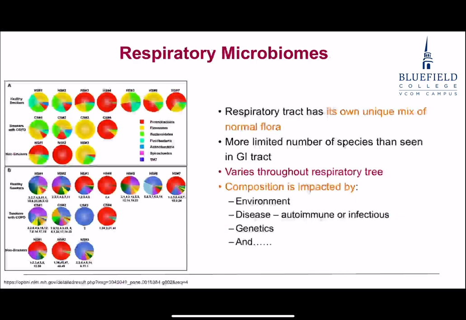And then your respiratory microbiome. There is a gut-lung axis. What happens in our GI tract affects the pulmonary system. It affects other systems in the body because of the secretion of cytokines, secretion of other products.